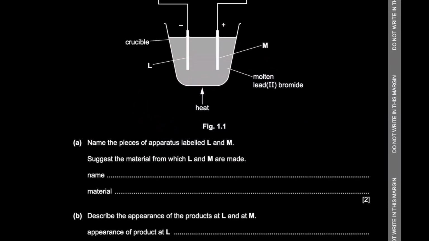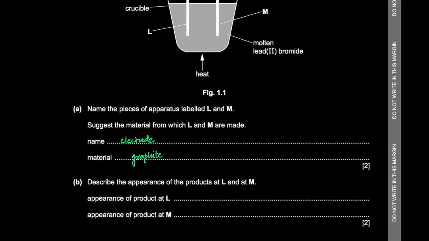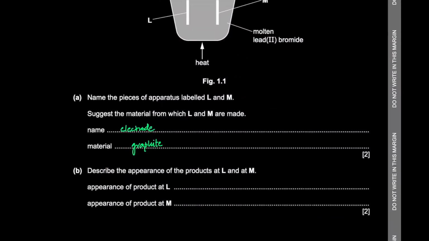So the name is electrode. And the material they're made from is graphite, right? Or carbon. You can also use platinum. But generally graphite is preferred because of its very high melting point. And obviously it's not as expensive as platinum.